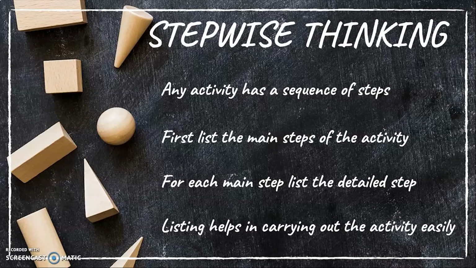So for this science project, first we have to list the main points, which means first you have to decide the title and what you are going to do, then from where you are going to get the information, then which resources you are going to follow. So you should always list the main points. Then for each main point you have to list the sub points. Okay, what are the detailed steps which we are going to execute for each main process, you have to list it. Always listing helps to carry out the activity easily.